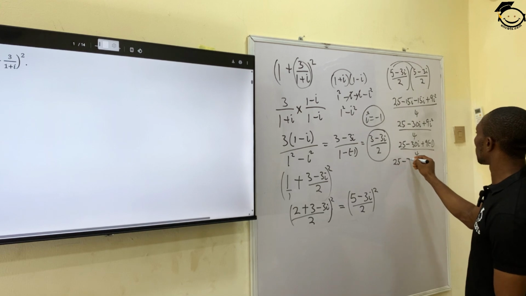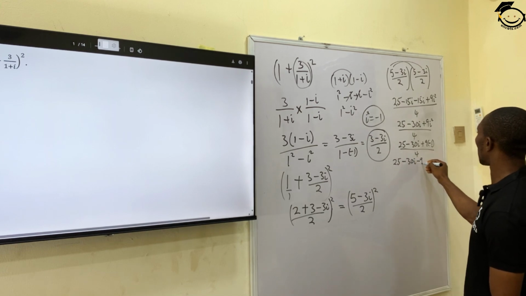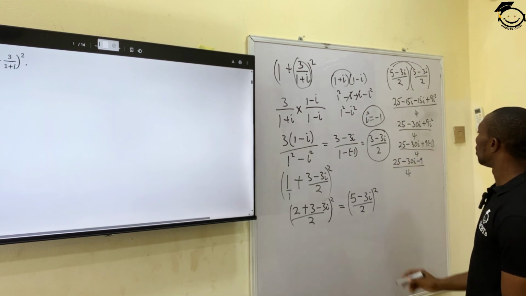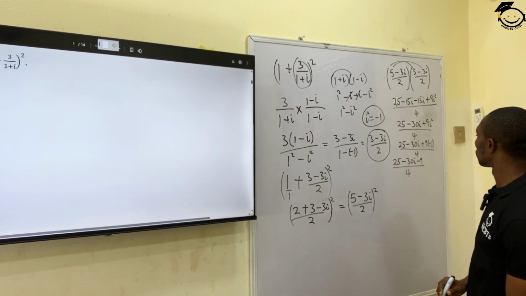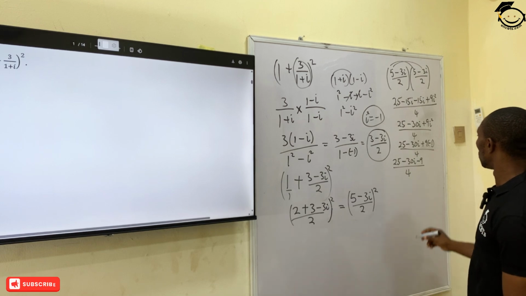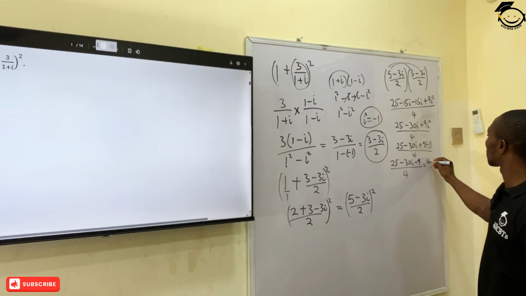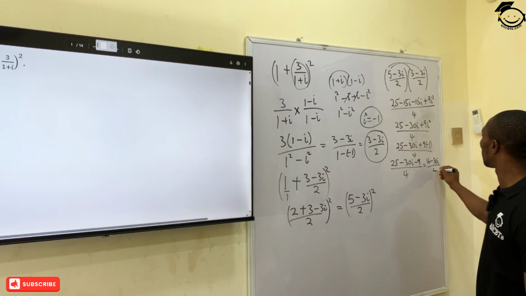25 minus 30i minus 9, all over 4. Okay, now 25 minus 9 would give us 16 minus 30i, all over 4.